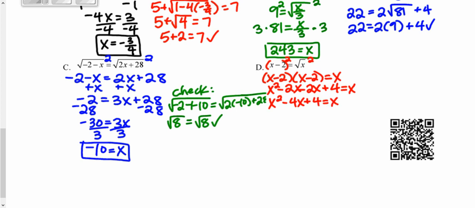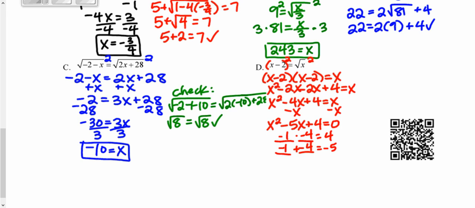This is a quadratic, so to solve it, you have to have it equal to 0. I'm going to scooch that x over. And then I'm going to use my factoring skills. So I'm going to try to find numbers that multiply to 4 and add to negative 5. I think negative 1 and 4 work for this. So our factors are x minus 1 and x minus 4, which means our possible solutions are 1 and 4.